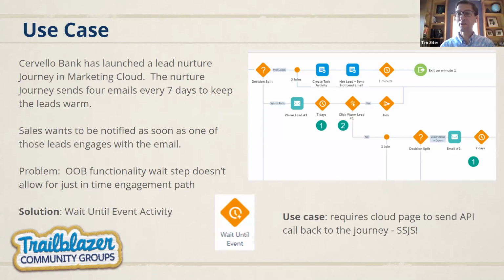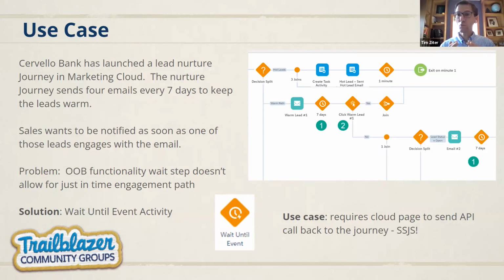So the problem they're encountering is that when a lead receives this email and they're ready to talk to sales, the out-of-the-box functionality in Journey Builder prevents a real-time engagement from moving them along in the journey so it goes to sales. And so that's where we wanted to pull in this wait until event functionality.